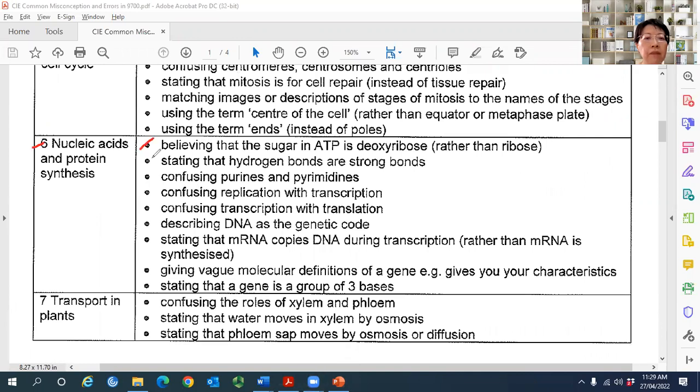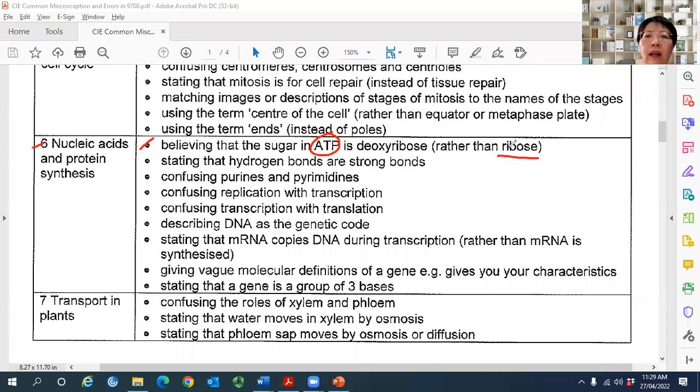Nucleic acids and protein synthesis. Believing that the sugar in ATP is deoxyribose rather than ribose. ATP is a molecule that is very commonly known by all of you, a molecule that provides energy. Now ATP is a nucleotide. This nucleotide is a ribonucleic acid. It's made up of the sugar ribose. That means it is like a free nucleotide of RNA.